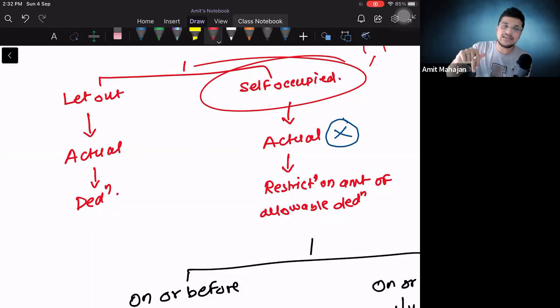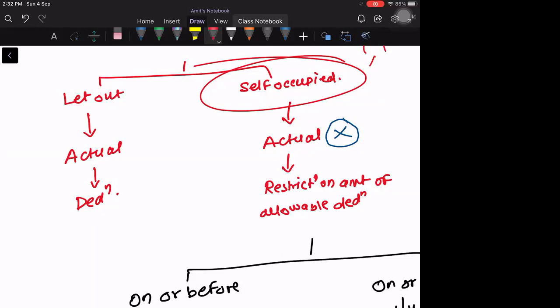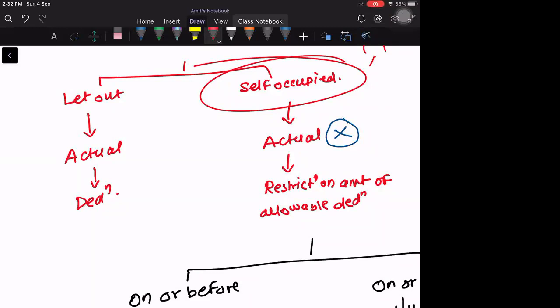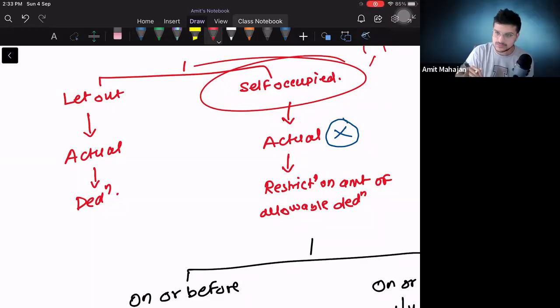So will I get a deduction of 18 lakhs if I let out the property? If I let out the property, will I get the deduction of 18 lakhs? मिलेगा ना भाई, एक्चुअल है ना, right? But if I am self occupying that property and I am paying the interest of 18 lakhs, how much amount will I get as deduction? Only 2 lakhs. I will not get the entire amount, it will be restricted to 2 lakh rupees, right?